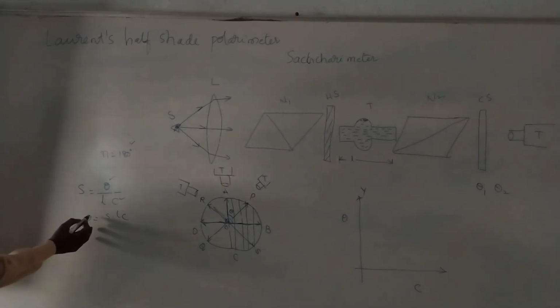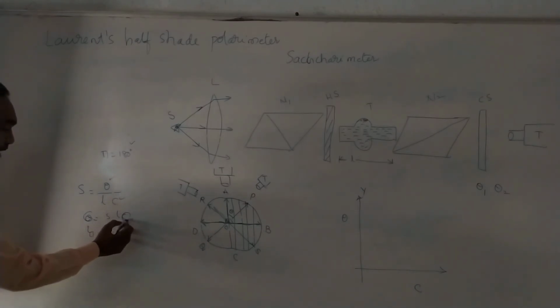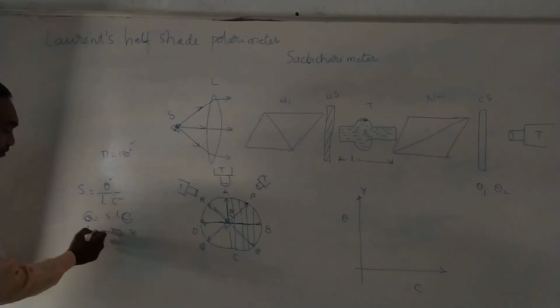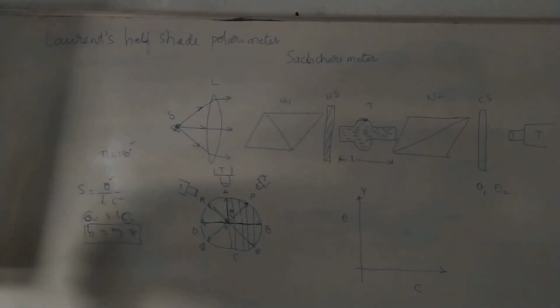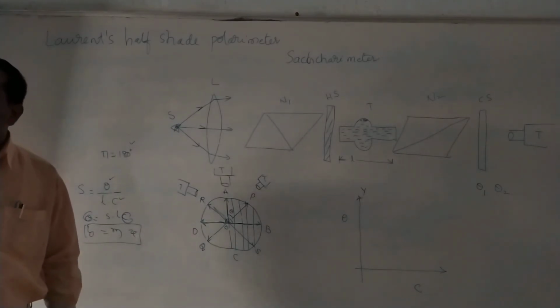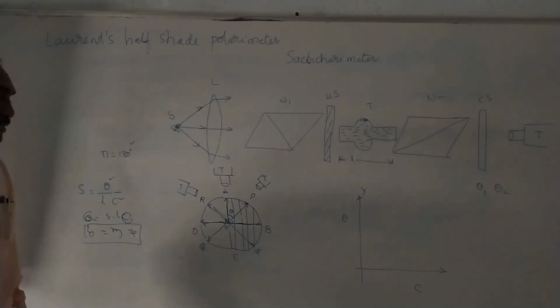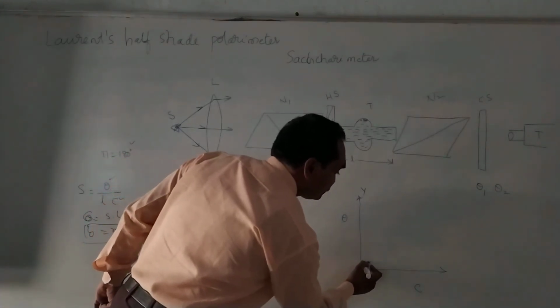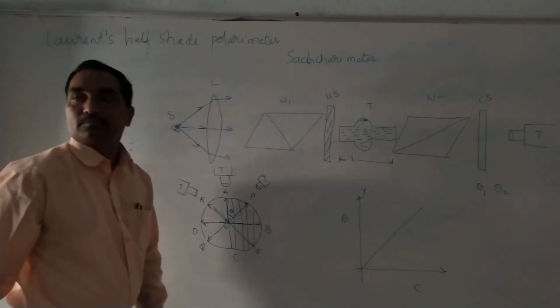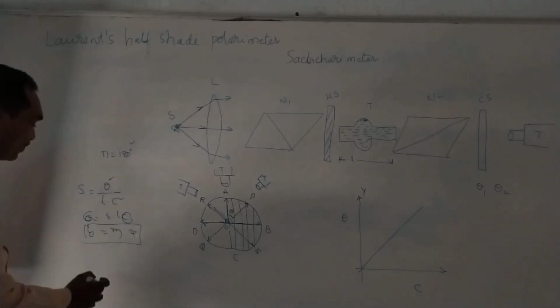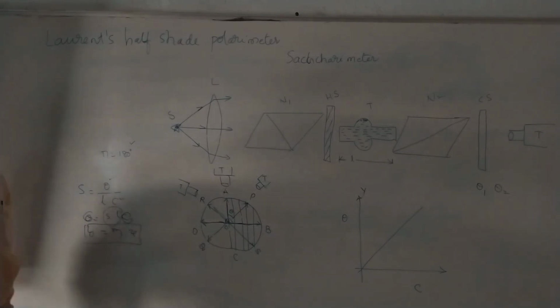So theta is taken along the y-axis and C along the x-axis, and this is m. Y is equal to mx. This is a straight line which is passing through the origin. So a straight line will come. By using this, the slope will give S into L.